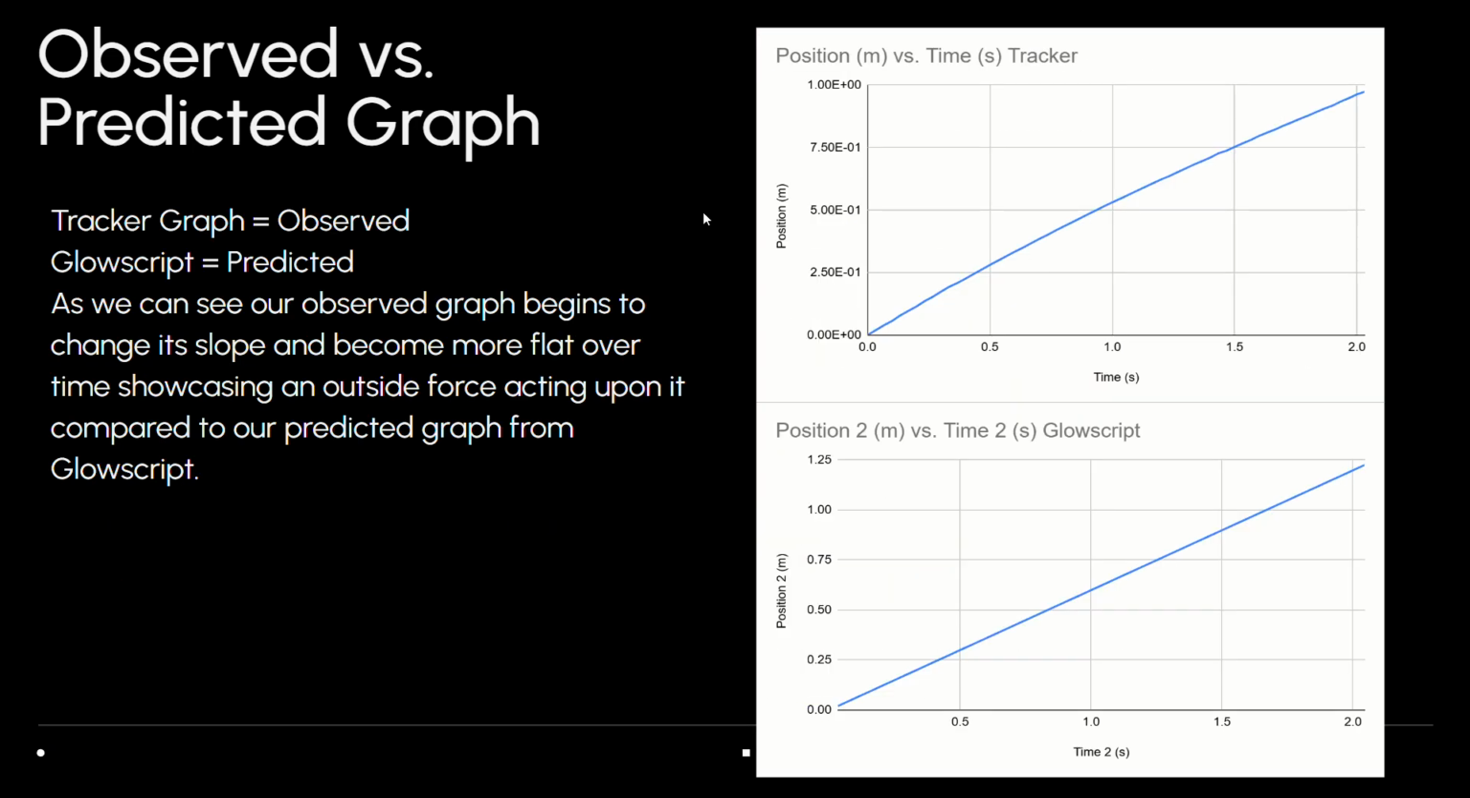Now, we have our two different graphs. Our top graph shows our Tracker graph, which is our observed data, and we have our Glowscript graph, which is our predicted data. And as we can see, our observed graph begins to become more sloped and horizontal, while our Glowscript data is completely linear throughout the time period.